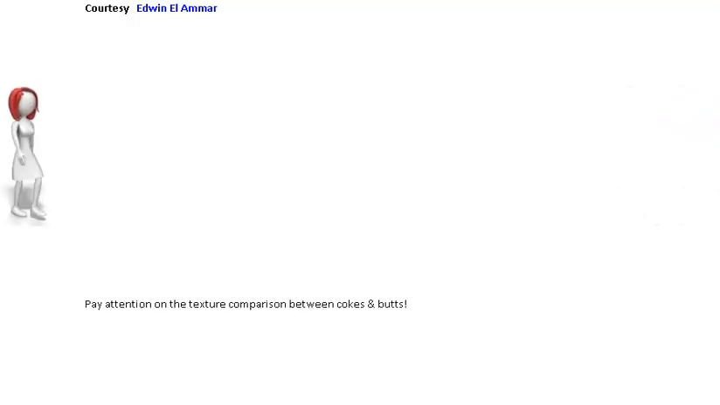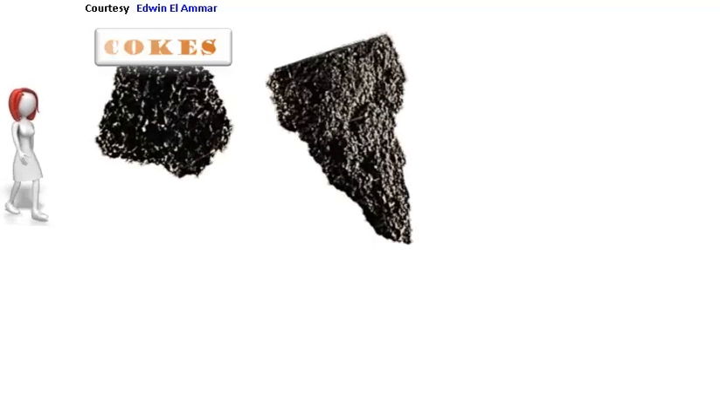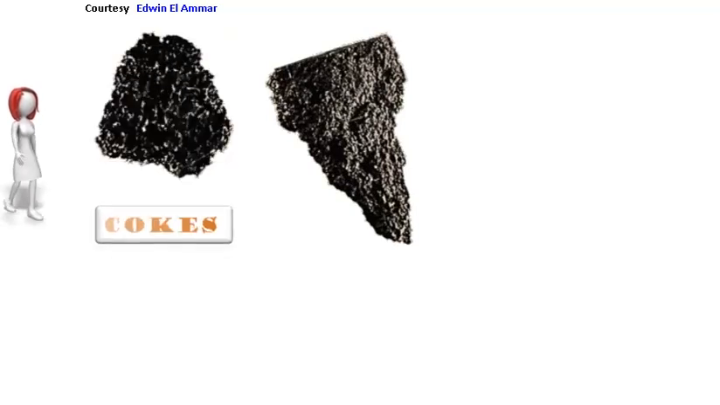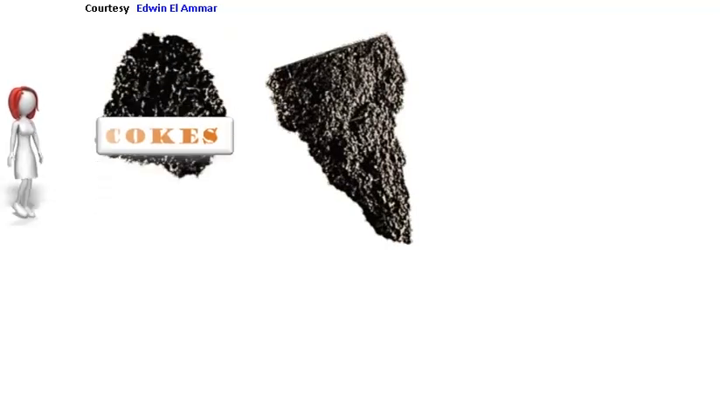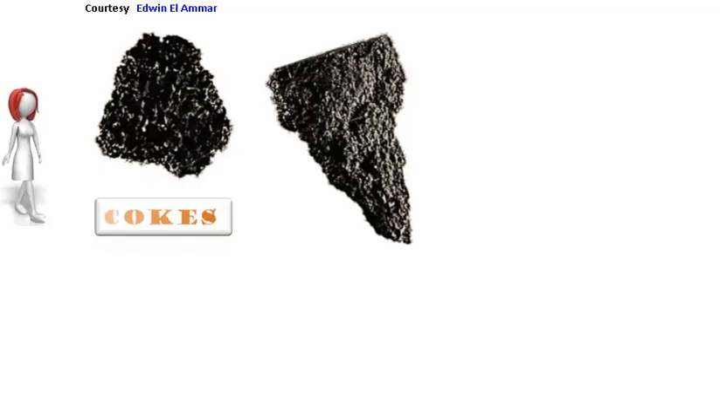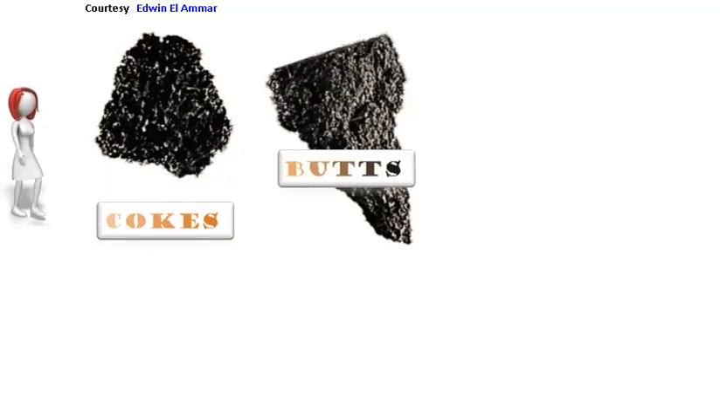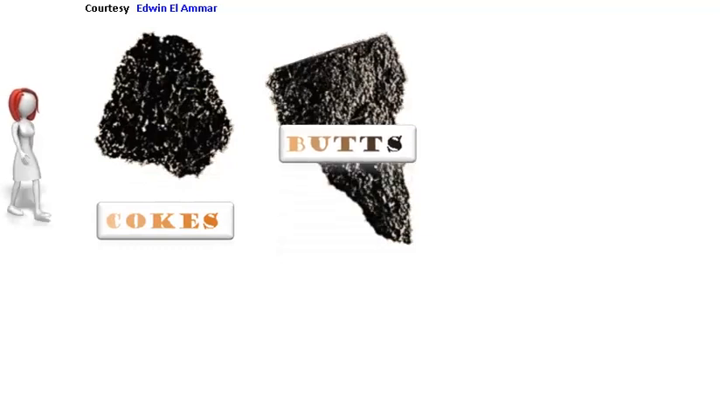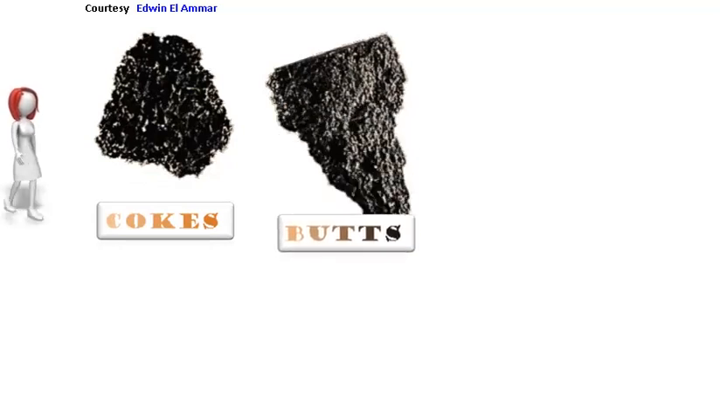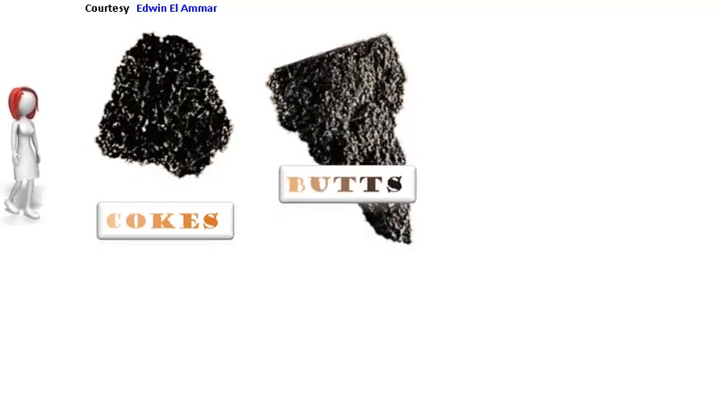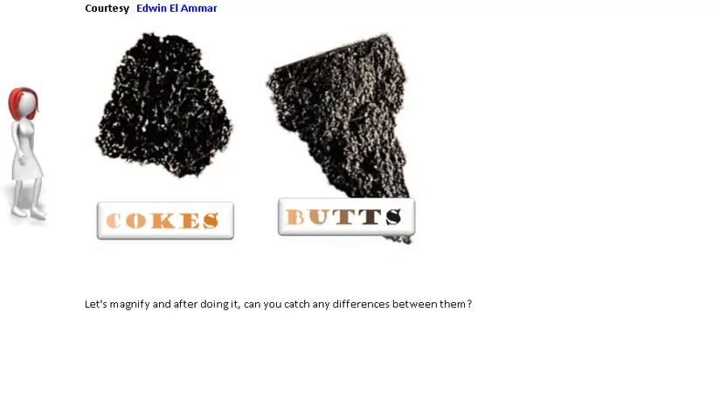Pay attention to the texture comparison between cokes and butts. Let's magnify, and after doing it, can you catch any differences between them?